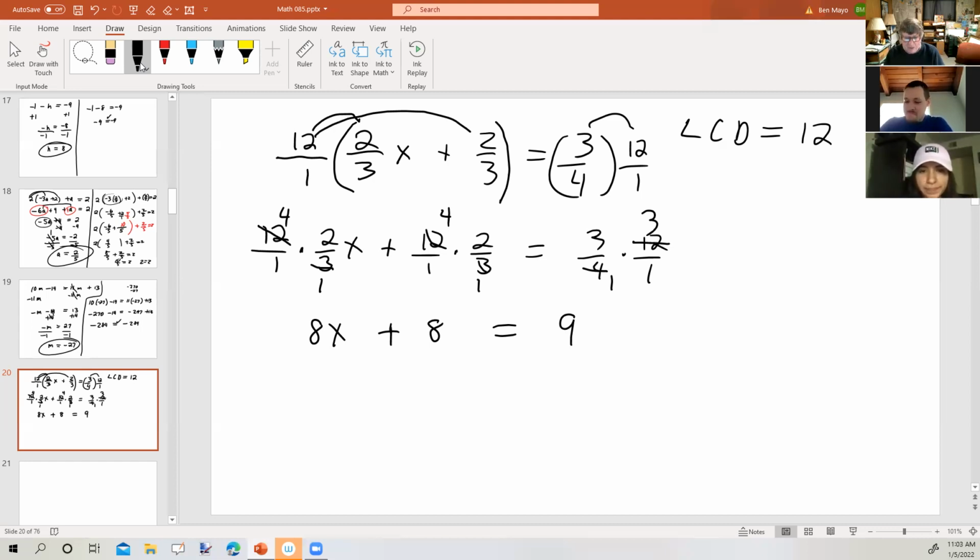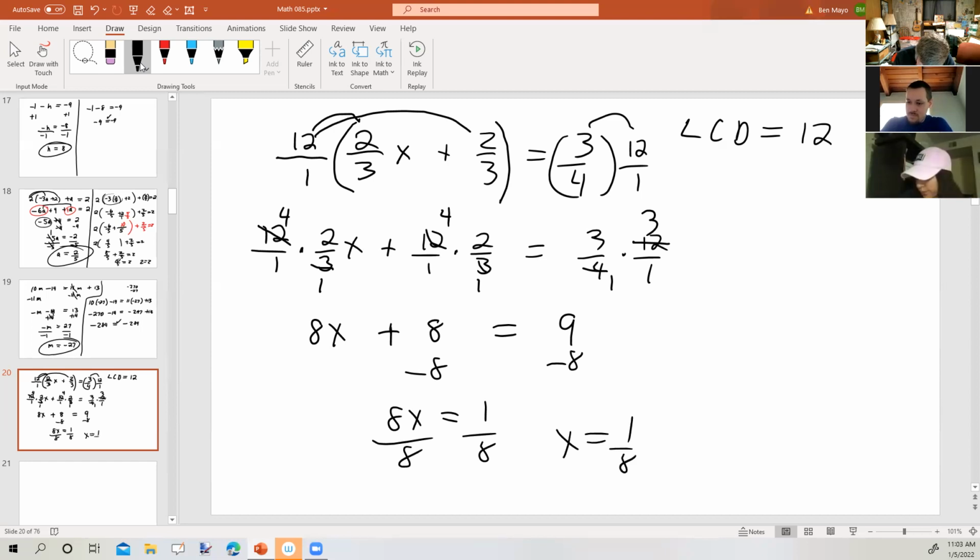Now we proceed as before. Isolate the variable term. I'll subtract 8 from both sides. Isolate the variable. I'll divide both sides by 8, and x equals 1/8. See how that worked? Now, you may be sitting there going, I don't know if I want to do that. I feel more comfortable subtracting 2/3 and getting a common denominator and so on. Once you master this, you'll think it's the best thing since sliced bread. You'll want to do it this way.